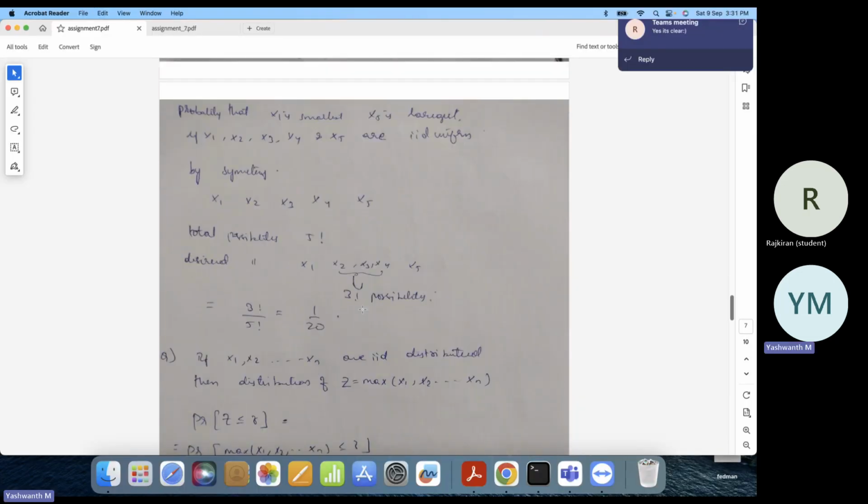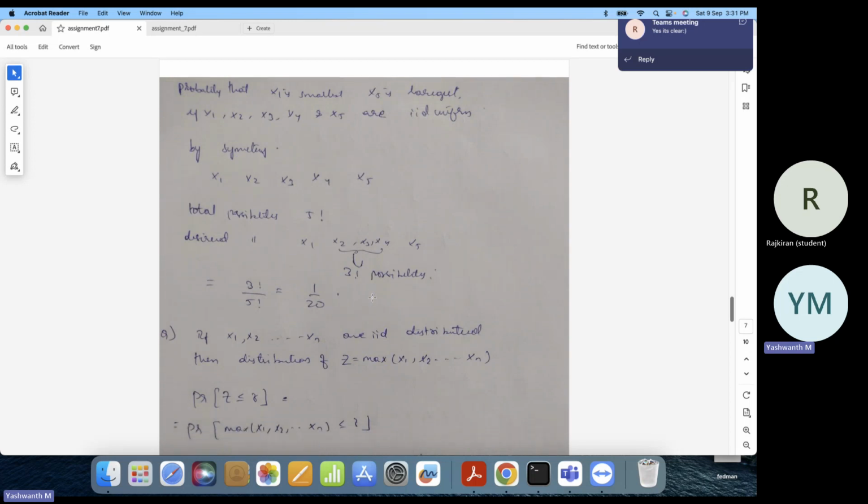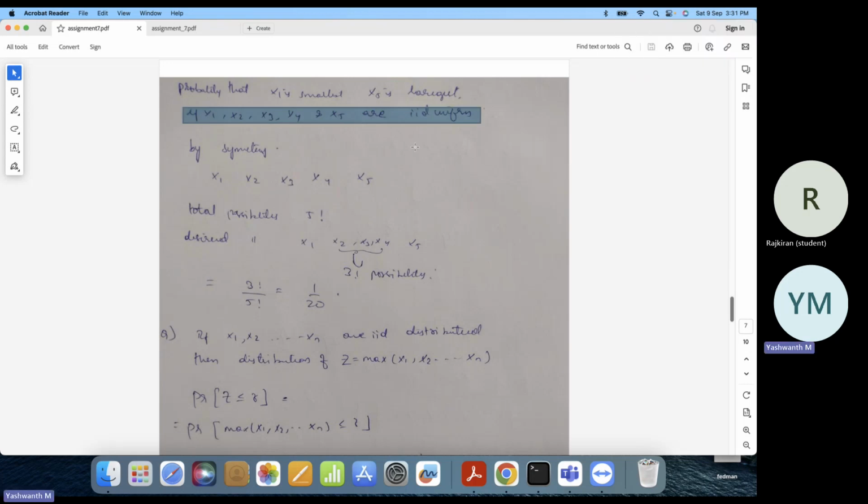And yeah, let's come to the interesting part today. Here we are given x1 to x5 are IID uniform random variables. They can take any values from 0 to 1 randomly, and I want the probability that x1 is the smallest of them and x5 is the largest of them.